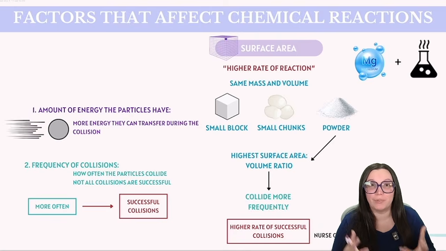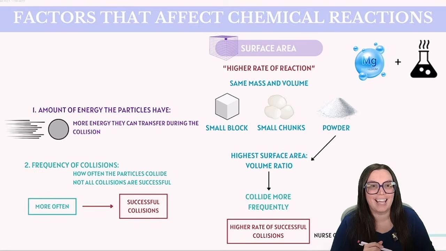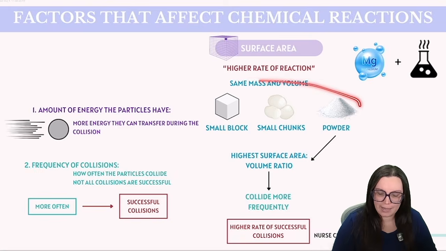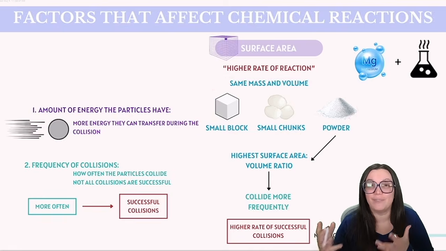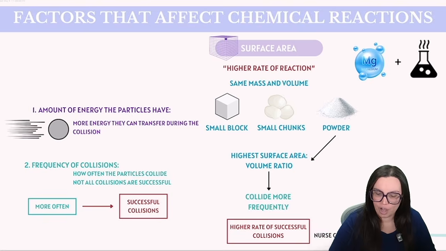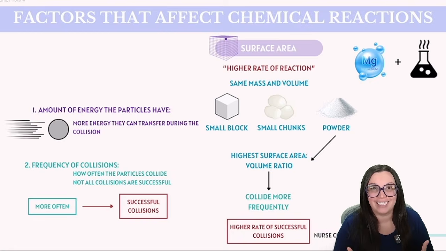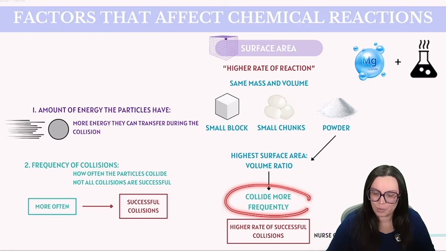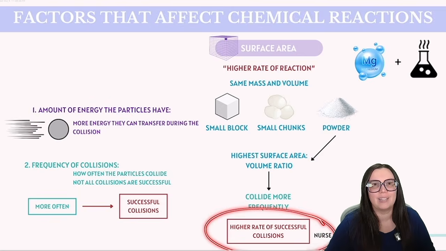Similar to concentration and pressure, an increased surface area can also boost the reaction rate. For instance, if we aim to react 3 grams of magnesium with an acid, we could use a solid block of magnesium, smaller magnesium chunks, or even a powder in order to make that happen. Given that all forms have the same mass and same volume, the powdered magnesium is going to offer the greatest surface area to volume ratio. This increase in surface area is going to allow for more extensive contact with the acid, facilitating more frequent collisions between the reactants. And then of course, this heightened collision frequency is going to lead to an accelerated reaction rate.